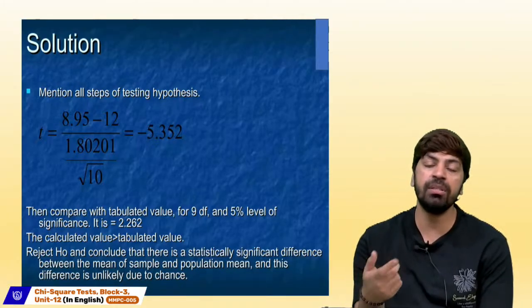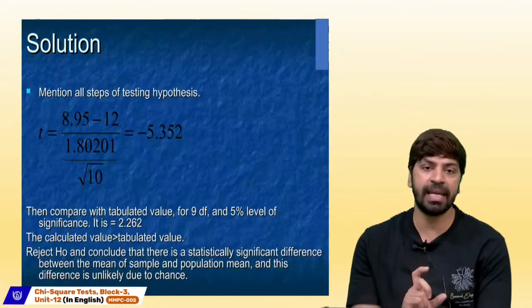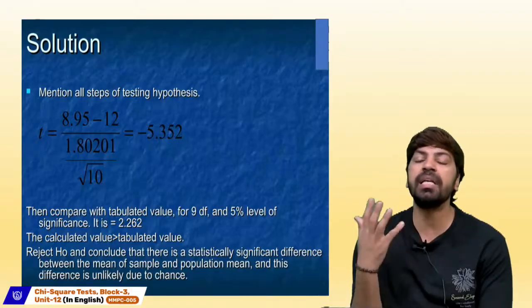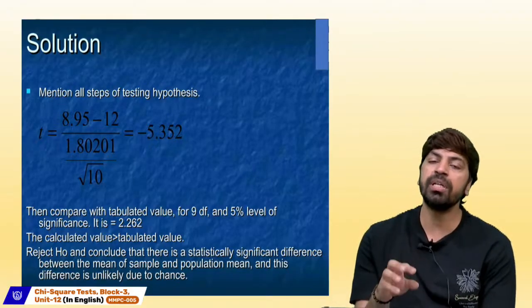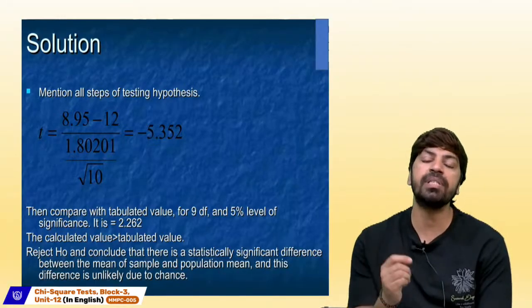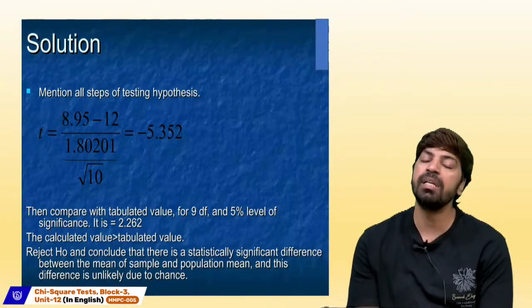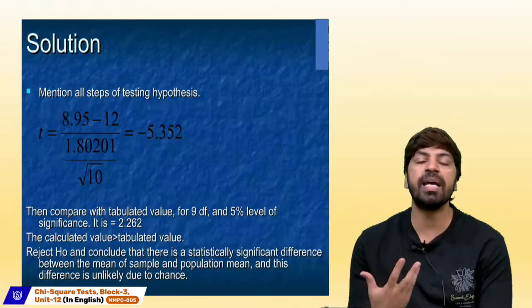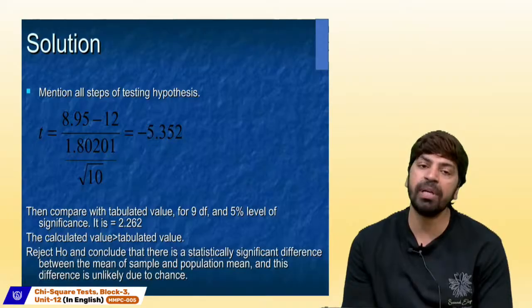After that, we need to calculate the degree of freedom, that is n minus 1. In the question there are 10 values, so n is 10. So 10 minus 1 becomes 9. So 9 is the degree of freedom. In the question it is mentioned to test at 5% level of significance. So this is the 5% level at which we need to estimate the t tabulated value.